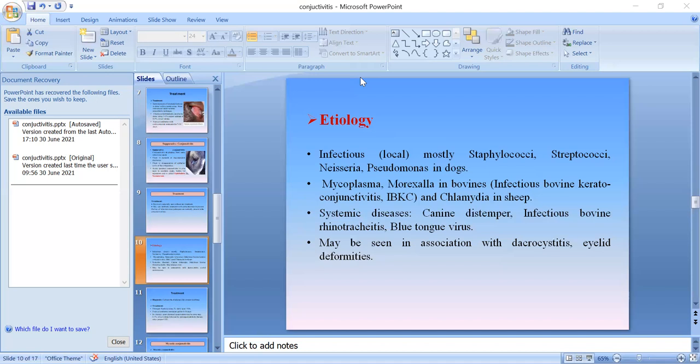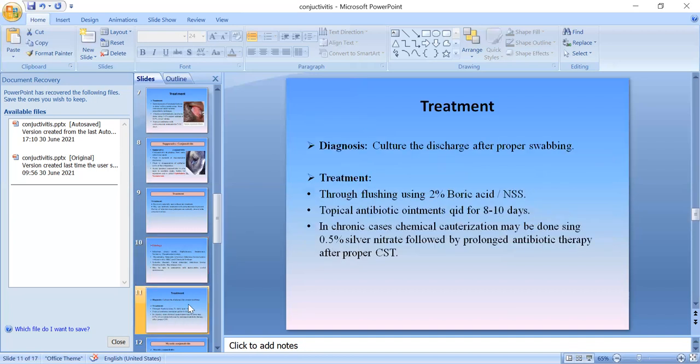So these are the causative agents for suppurative conjunctivitis, right? How can we treat it?